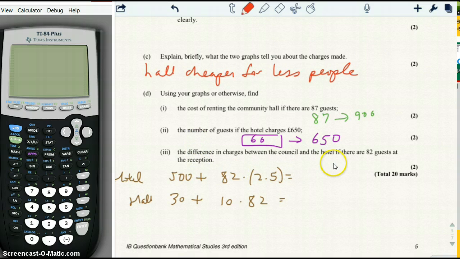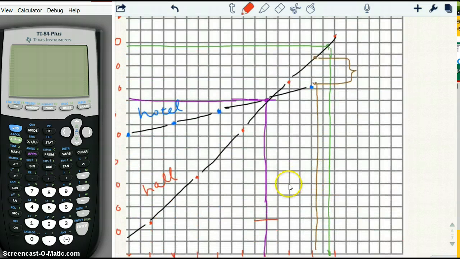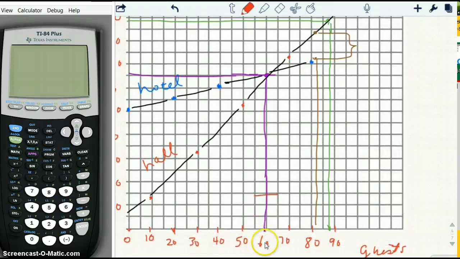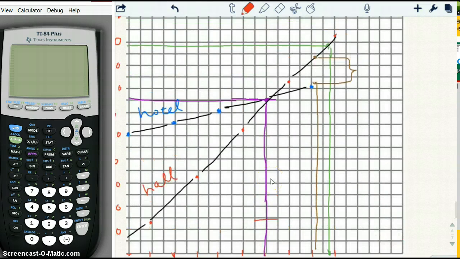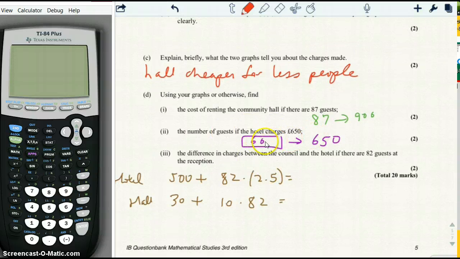Now the rest of this I might not have time to say in this video, but the rest of it's self-explanatory, right? Number of guests at the hotel charge 650. You just look at the graph and look at 650 in purple and follow it down to the 60, and you can see that the number of guests would be 60. The other way you could do that would be to graph it on the calculator, and then use the table to see when it would be equal to 650.